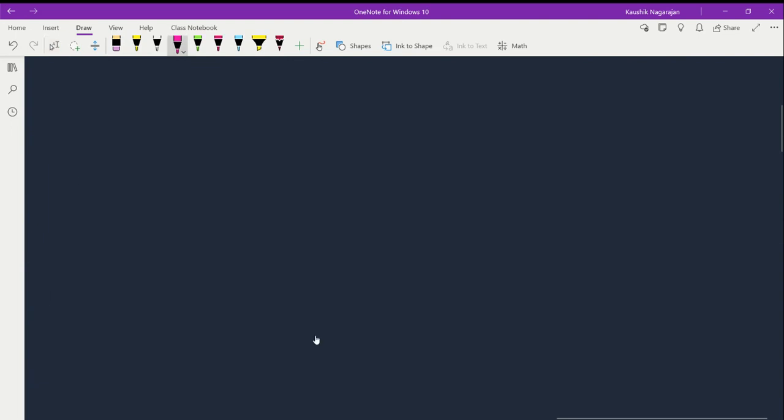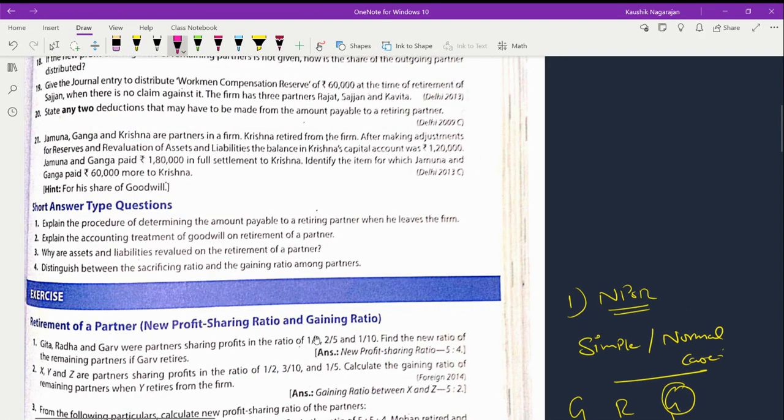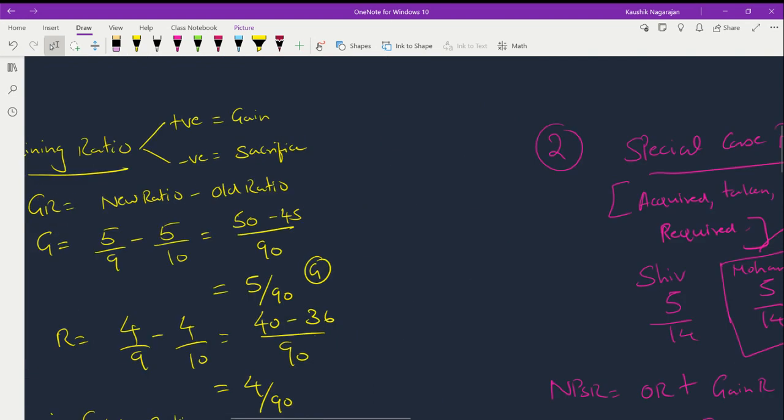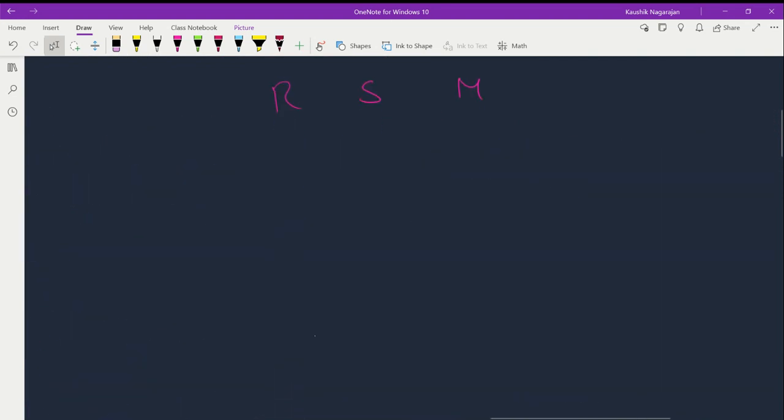Let me take down the numbers. R, S, and M were partners sharing profits and losses in what ratio? Let's see the ratio. The ratio is 2 by 5, 2 by 5, and 1 by 5. So that means here R and S are equal. So the ratio which is given for me is 2 by 5, 2 by 5, 1 by 5. So 2 to 2 to 1.